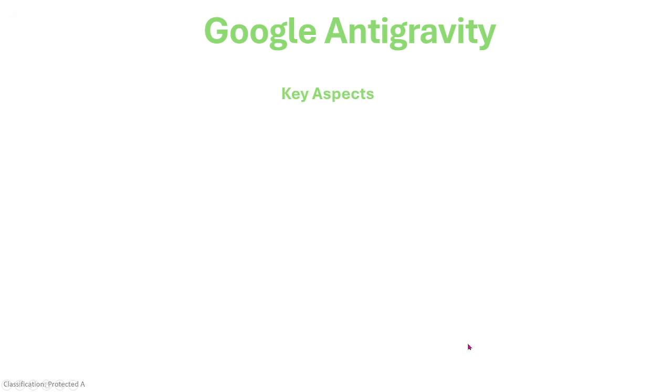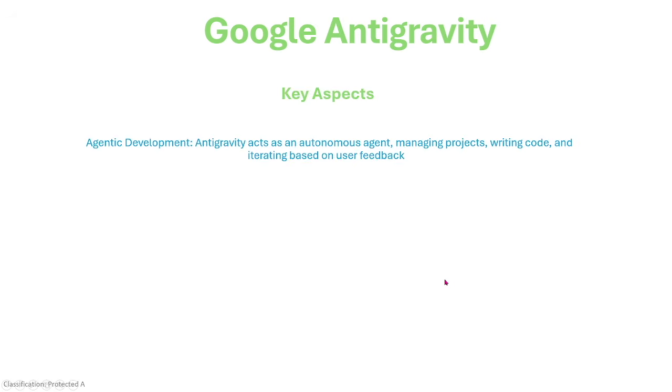Key aspects: agent development. Antigravity acts as the autonomous agent, managing projects, writing code, and interacting based on user feedback.